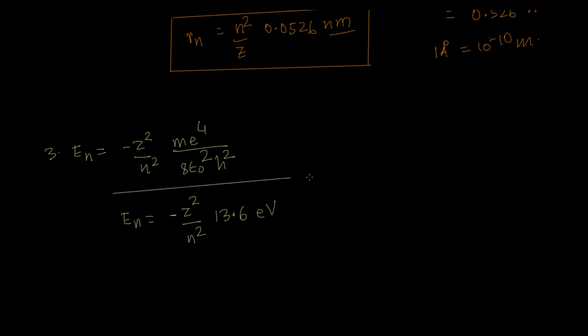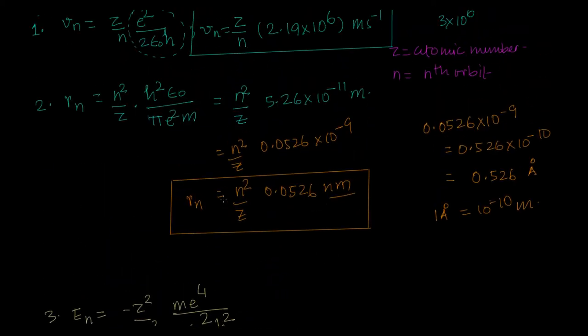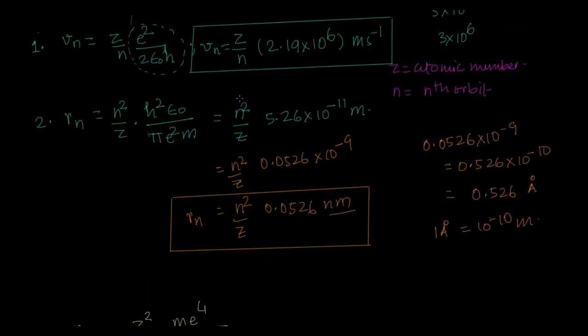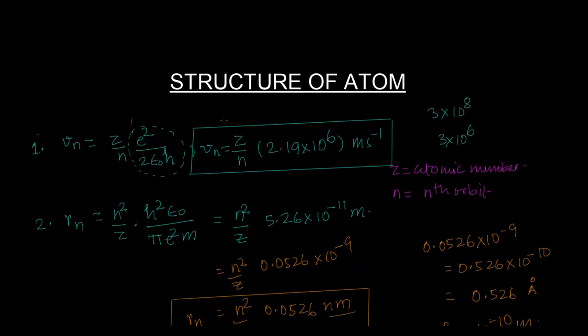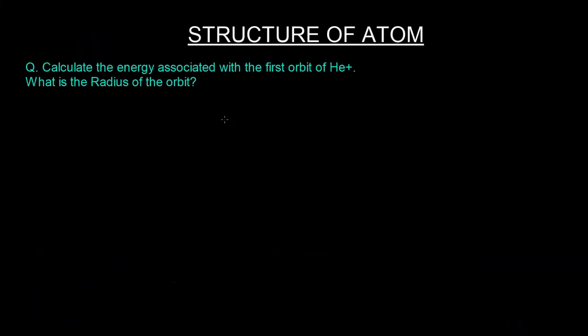Never forget this unit, otherwise it will hurt you real bad in some examination. So it is electron volt, and we know that one electron volt is equal to 1.6 into 10 to the power minus 19. So these are the three equations you should hold with yourself, and you're good to go. Any monoelectronic species can be dealt with this. Fine, so let's try to do a question.